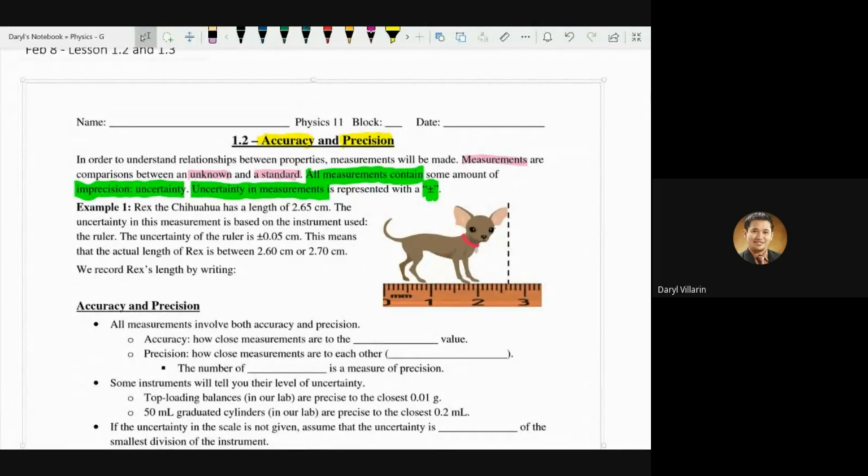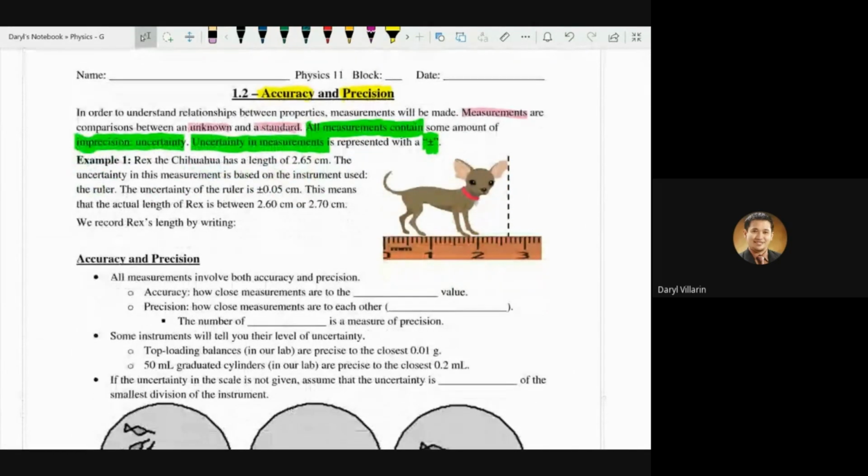Okay, so going back here in this example, Chihuahua has a length of 2.65 centimeters. And in this particular case, it should be in centimeters, by the way. It should not be in millimeters. Okay, so you're using a ruler. The uncertainty in this measurement is based on the instrument used, the ruler. The uncertainty of the ruler is plus or minus 0.05 centimeter.